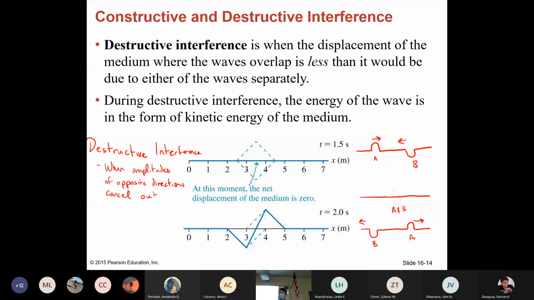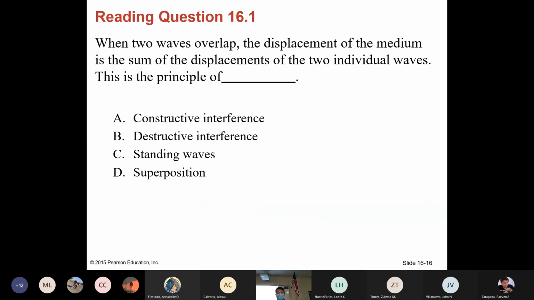Okay. We good on this one? All right. So when you have two waves that overlap and their amplitudes sum together, what is that overall idea called? Who says A? Constructive interference. B, destructive. C, standing waves. Or D, superposition. Exactly. So the overall idea of two things overlapping in the same spot is superposition.